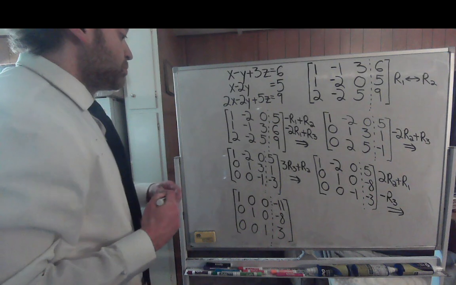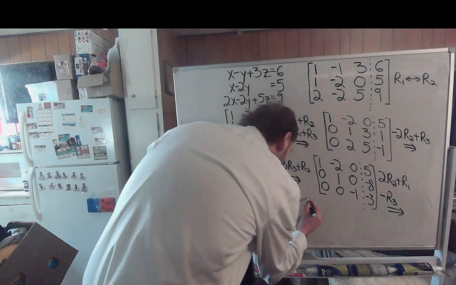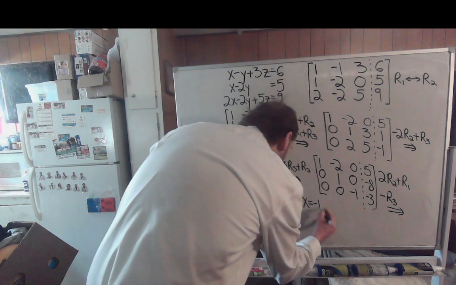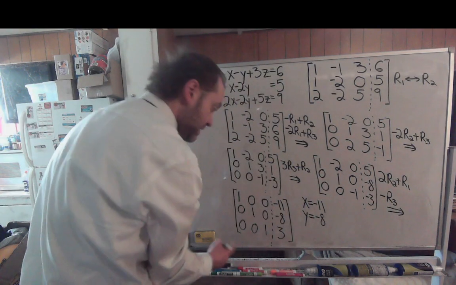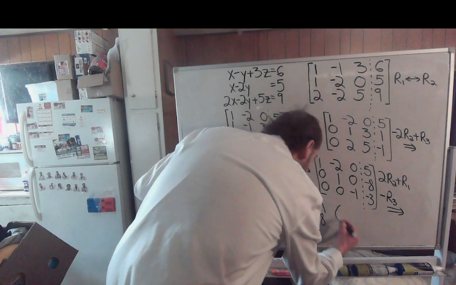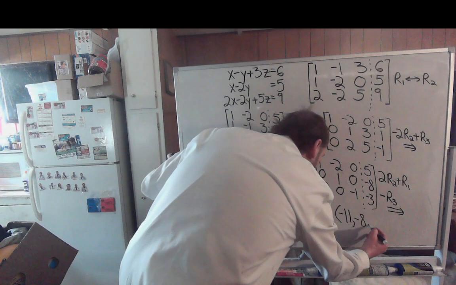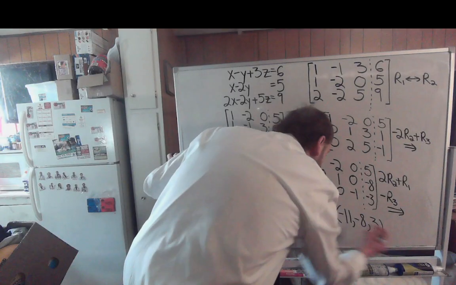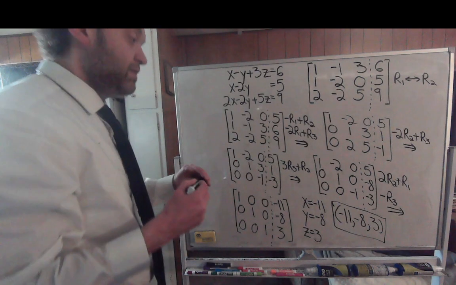So you'll end up with the solution of x is equal to negative 11, y equals negative 8, and then z equals 3. So the ordered triple that's the solution for this system is negative 11, negative 8, 3. That's the ordered triple that would be the solution: negative 11, negative 8, and 3.